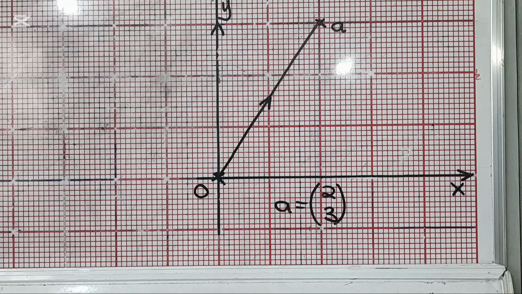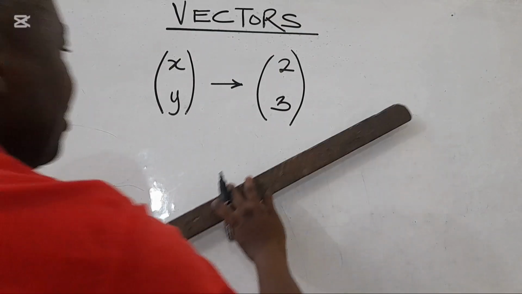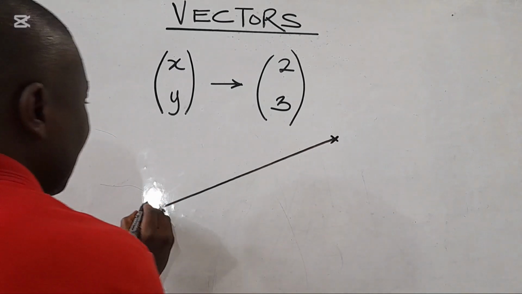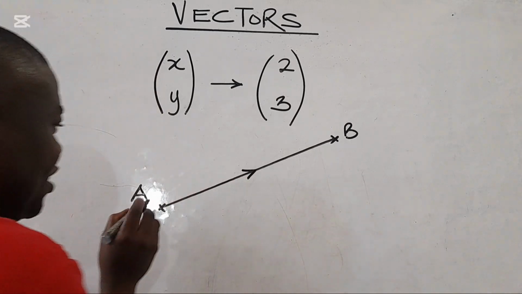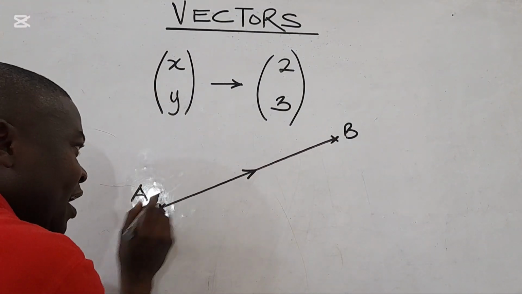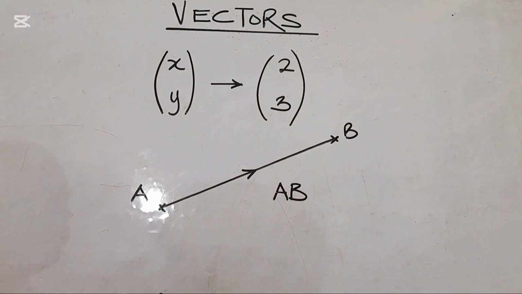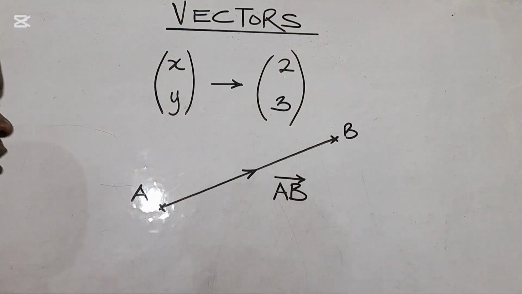We will not be representing it much on the graph now. We'll be doing it on a plain board so we can get the insight of vectors. Let's continue. If a vector is drawn from a point A to a point B, the direction going like this, look at the direction. A to B is represented this way, going from A to B, just as you're seeing the line.